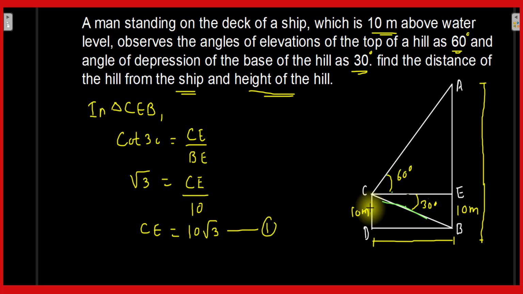And we have to find DB also. Therefore, the length or distance of the hill from the ship is equal to 10 root 3 meters.